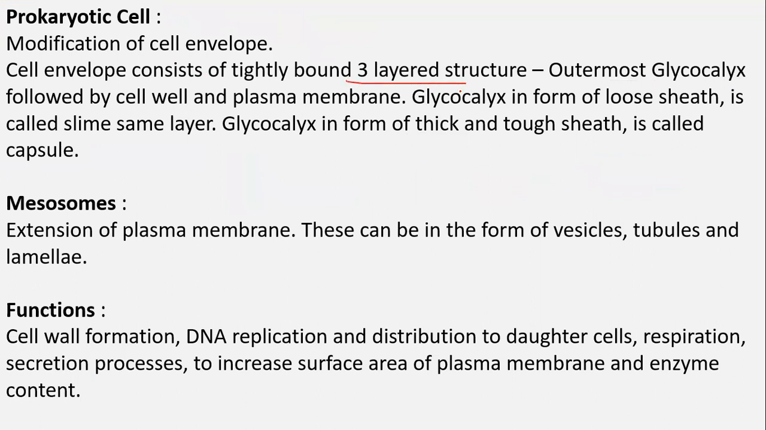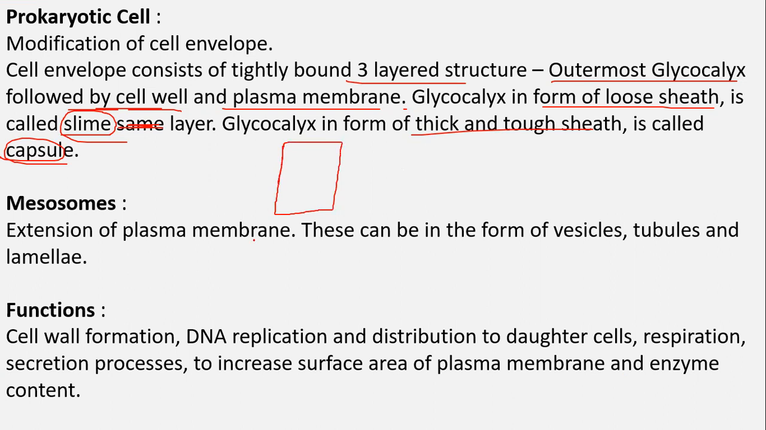So the cell envelope consists of a three-layered structure, which is the outermost glycocalyx, followed by the cell wall and the plasma membrane. Glycocalyx in the form of a loose sheath is called the slime layer, and the glycocalyx in the form of a thick and tough sheath is called the capsule. Let me draw everything and I'll tell you. Just imagine what I'm drawing right now is the glycocalyx layer, and what I'm going to draw now is the plasma membrane.